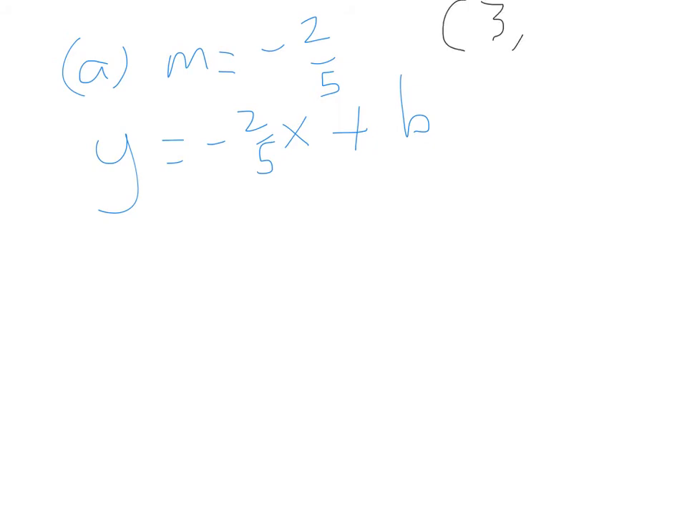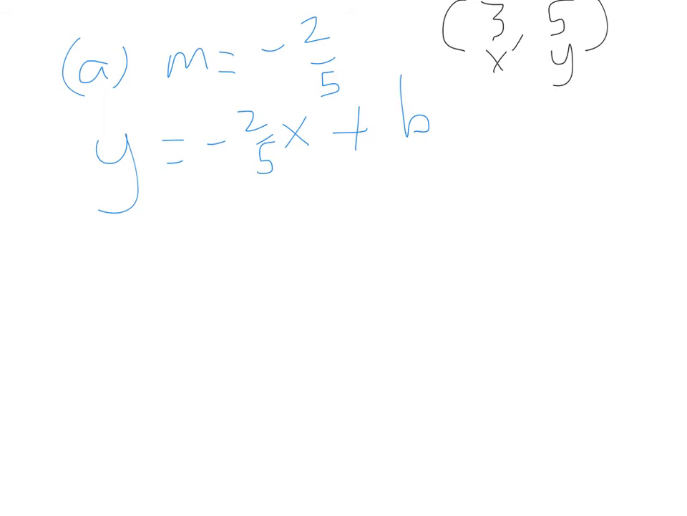So for part A, to find out if it's parallel, we want it to have the same slope, so we're going to use a slope of negative 2/5. And we're going to start by getting the line in slope-intercept form. So y equals negative 2/5 x. I'm going to show you a different way to figure out the y-intercept besides using the point-slope formula. There's another method so you don't always have to use the point-slope formula, and I'm going to use this example to show you. We know the line contains the point 3, 5.